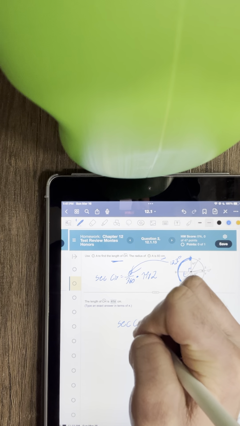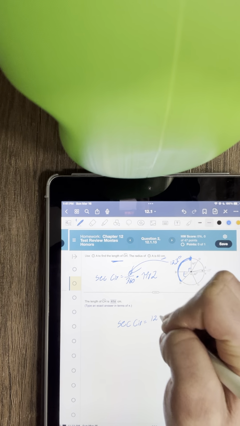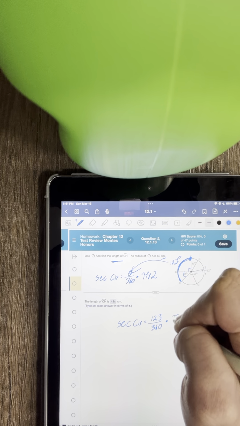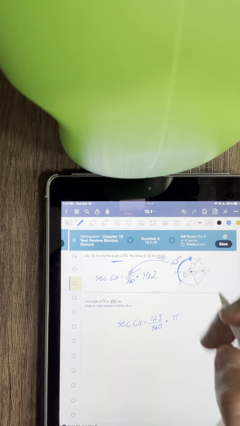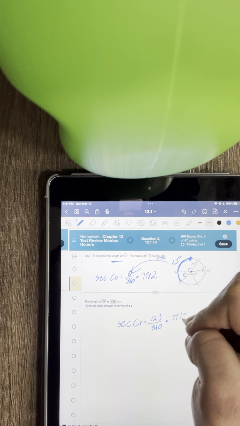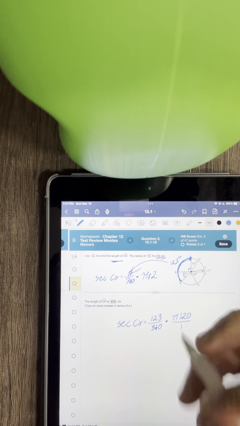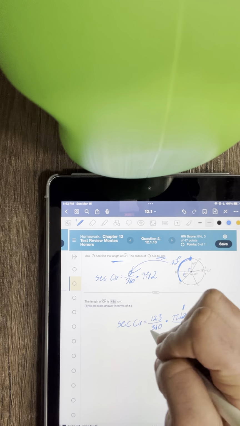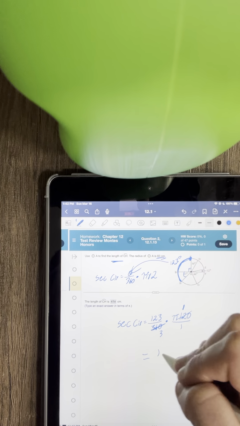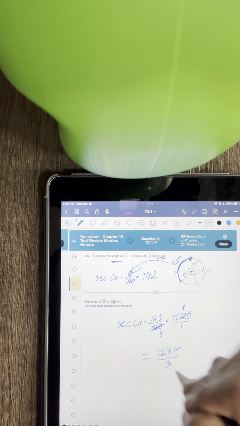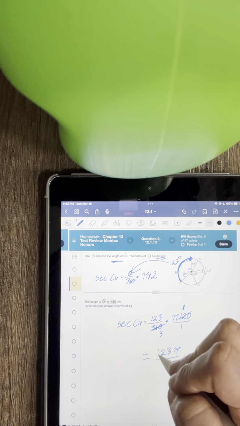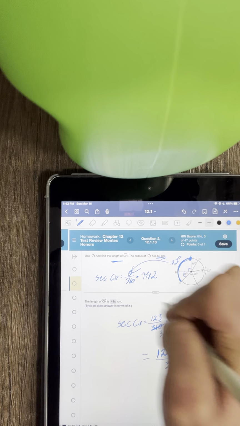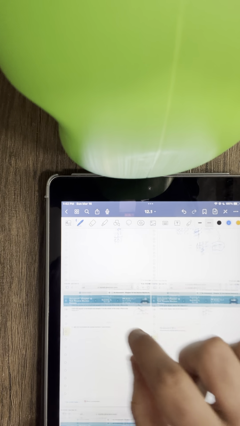So circumference equals 123 divided by 360 times 2 pi r. What's my r? My radius is 60, so 60 times 2 is 120, right? 120 over 1. So this 120 can be reduced to 1 and this 360 can be 3. So now I have 123 pi over 3, and I know that 123 divided by 3 is equal to 41 pi, and that's my answer. All right, so next one.